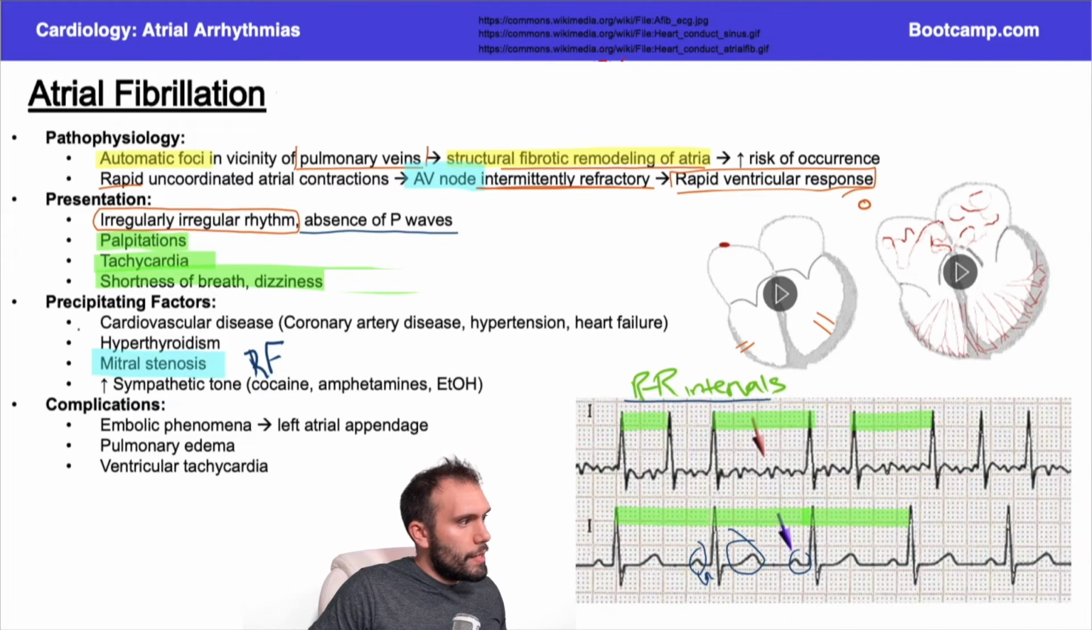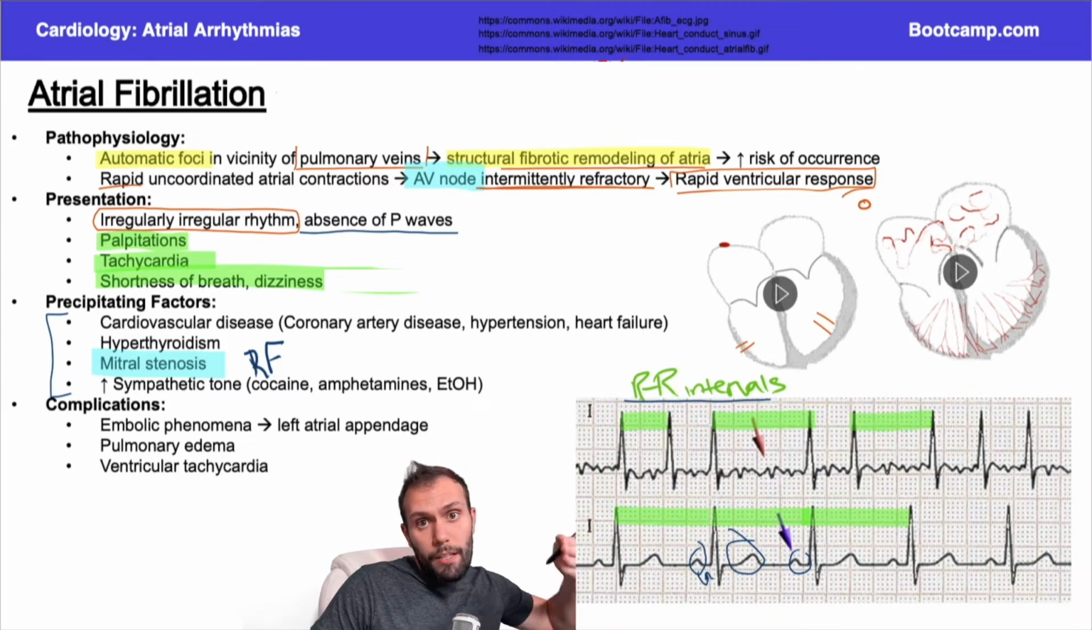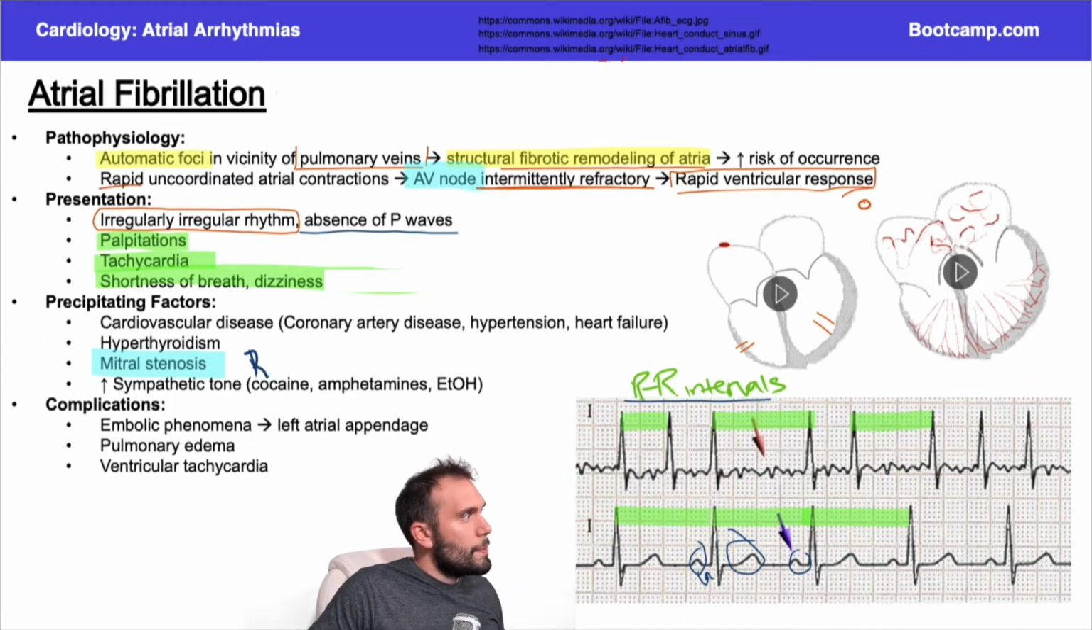And you always want to assess patients for this, right? You always want to figure out what is the root cause. Because, for example, if you have a patient that has hyperthyroidism, you can get a TSH or a free T4 and say, hey, this patient has hyperthyroidism. That might be causing their AFib. And so you can treat that, right? Okay, so just keep these precipitating factors in mind.